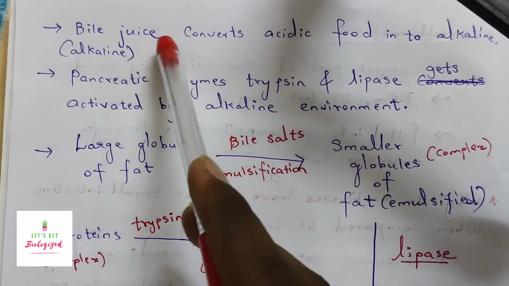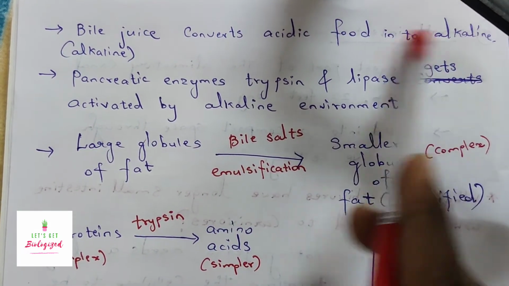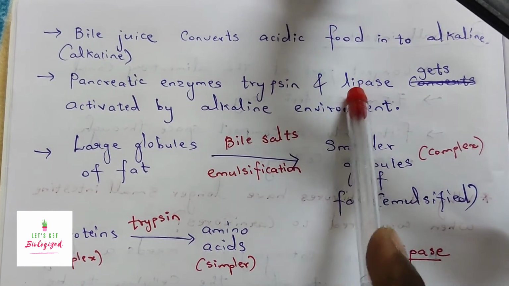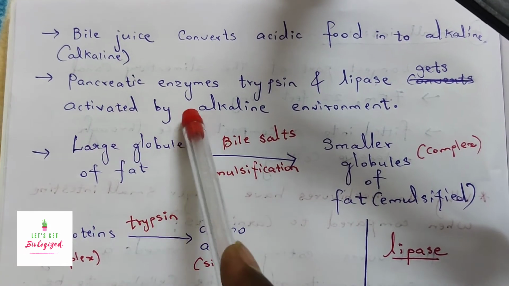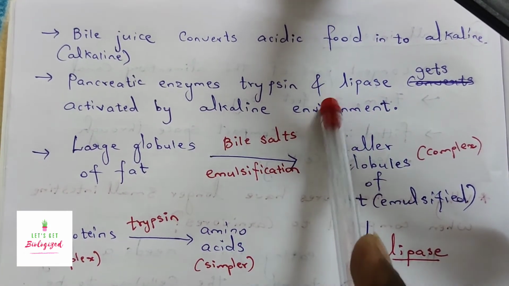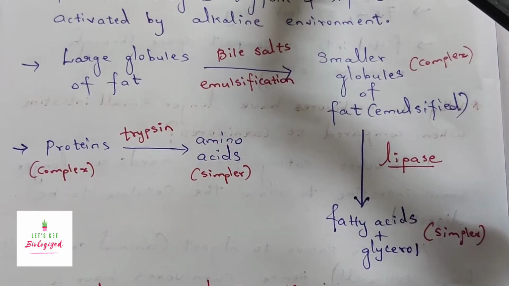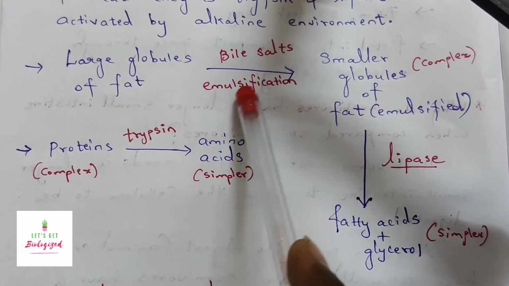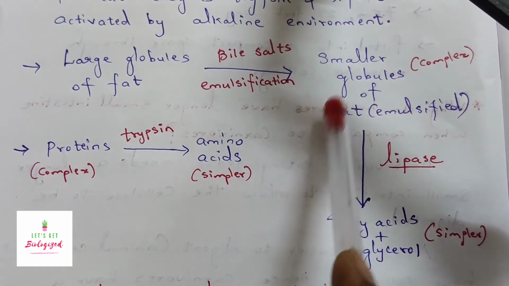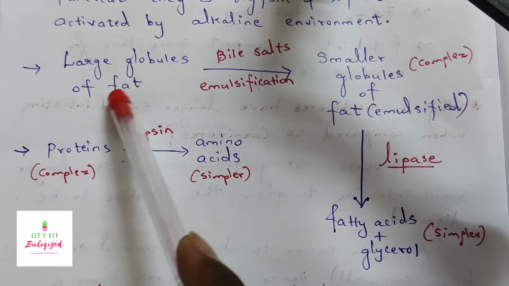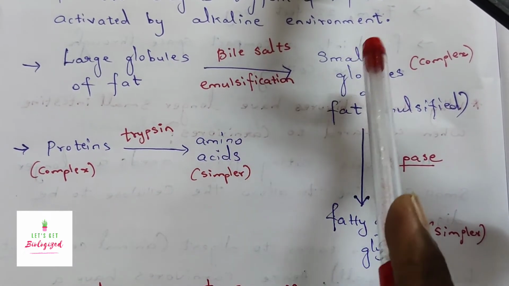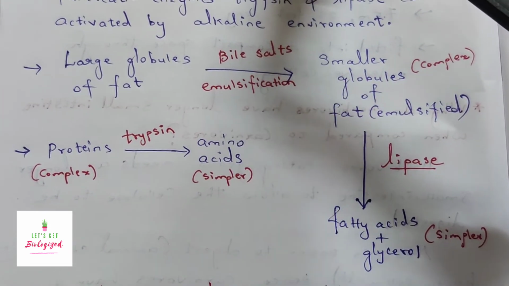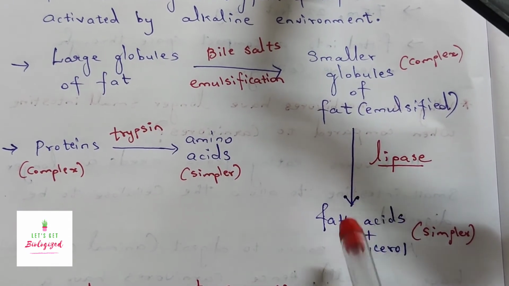Bile juice, being alkaline, converts the acidic food from the stomach into alkaline. Pancreatic enzymes like trypsin and lipase, which are inactive, get activated by the alkaline environment created by bile juice. The large globules of fats and oils are emulsified by bile salts into smaller globules of fat. Large globules of fat are very difficult for enzymes to act on, but on smaller globules, enzymes can act very easily.